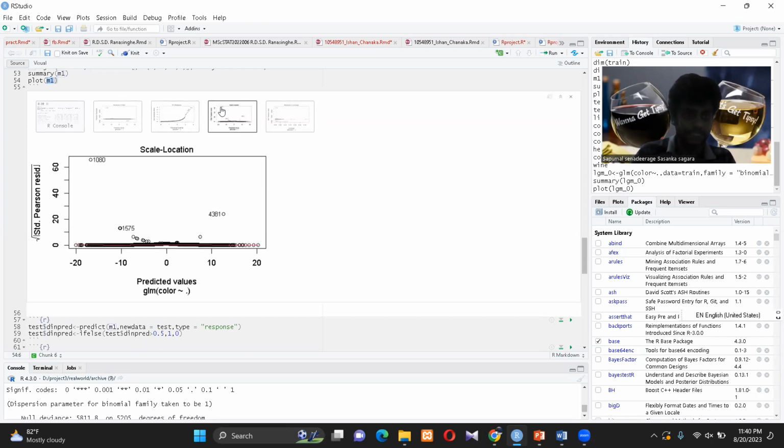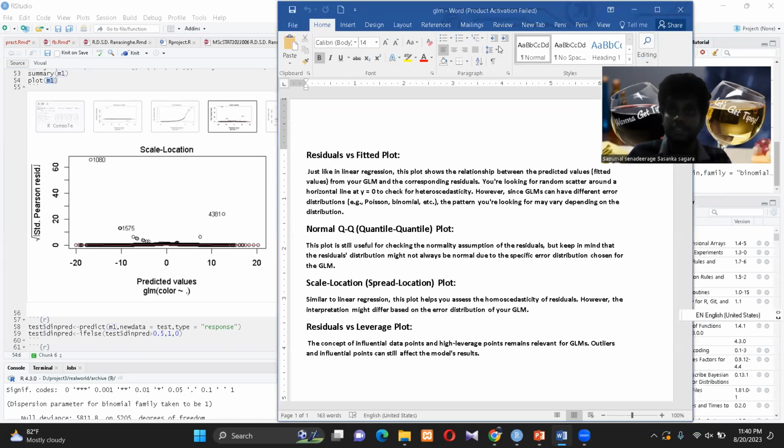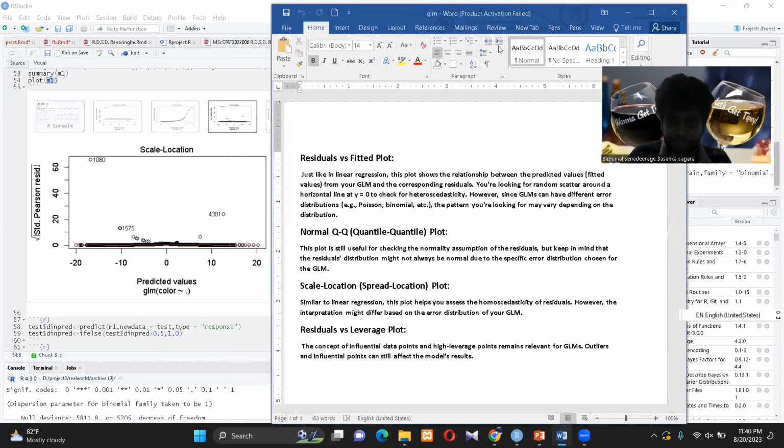Okay, then scale location. Yeah, I did this for you. I will share this with you. I will publish this on my website, right? Even in integration, we use this.